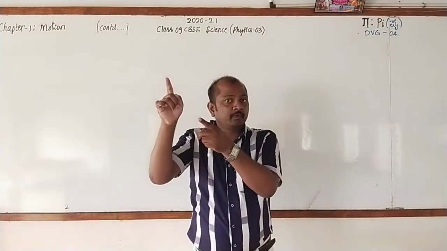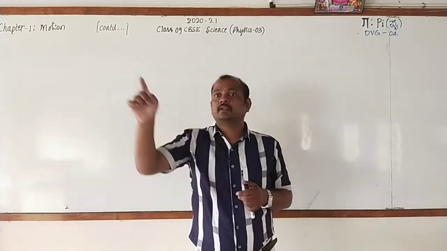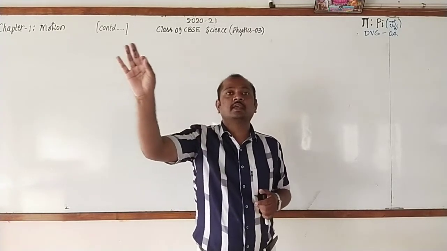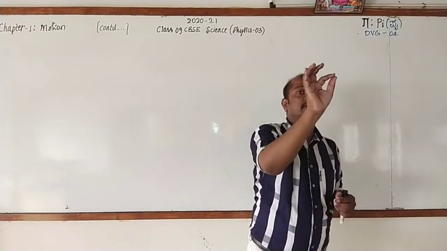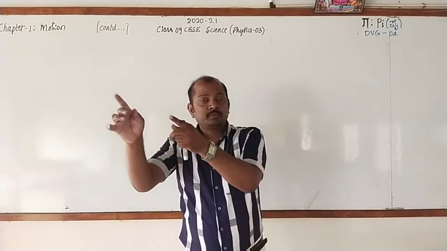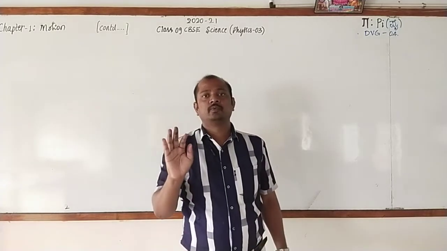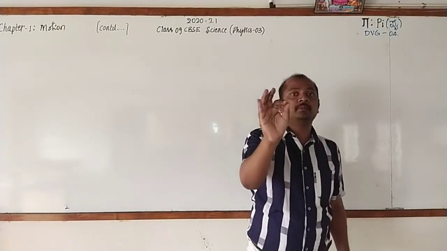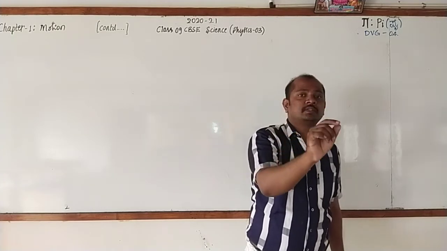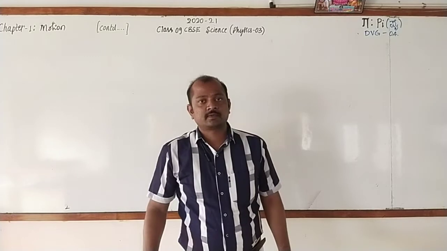Then what type of physical quantity is distance? Yes, it is a scalar. Here you have to write, it is a scalar quantity. Here it is a vector quantity. Then the speed may be 0 or positive. What about velocity? It may be 0, positive or negative, right? So this much we had discussed.